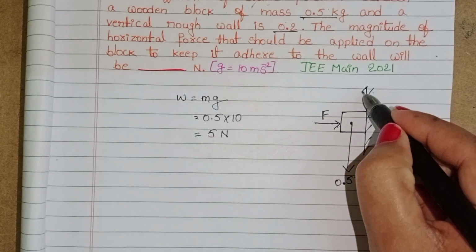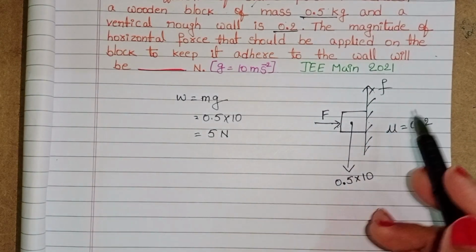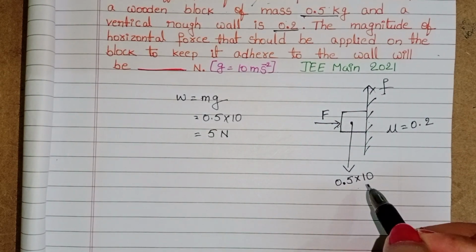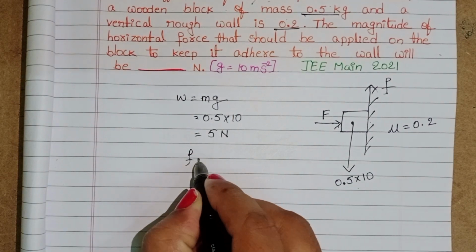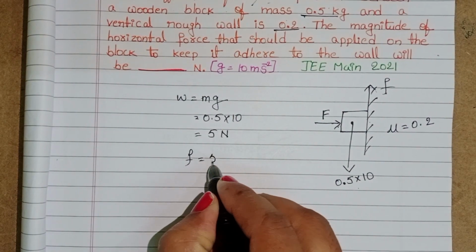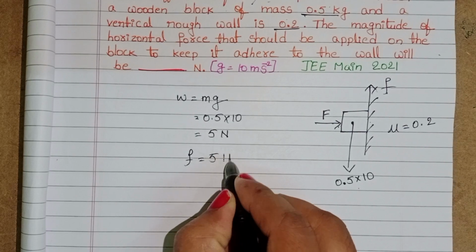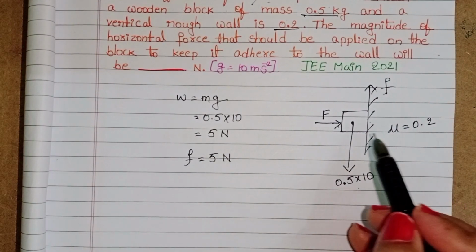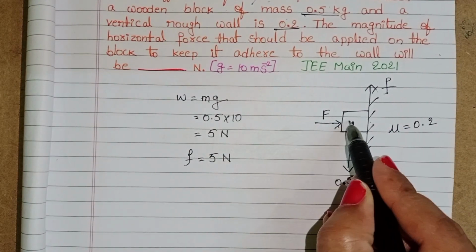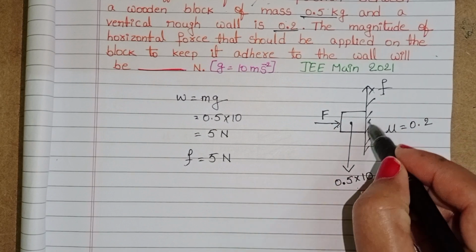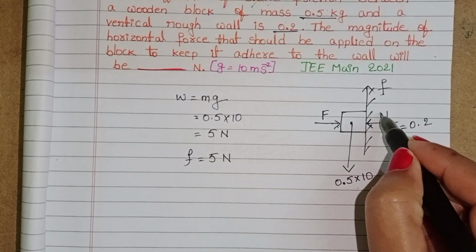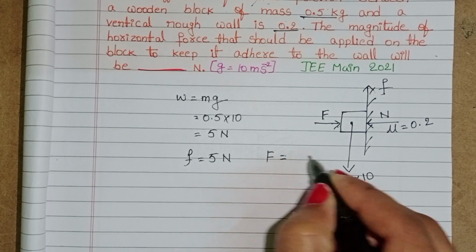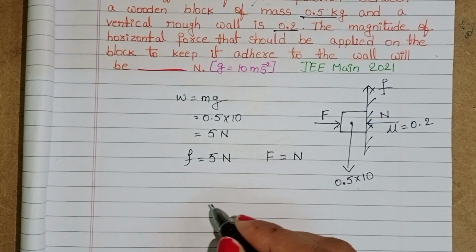And frictional force is acting in the upward direction. Here frictional force is equal to the weight of the block. F is equal to mg. So frictional force is 5 Newton. Applied force is acting on this block and a normal reaction in the opposite direction. Applied force is equal to normal reaction.